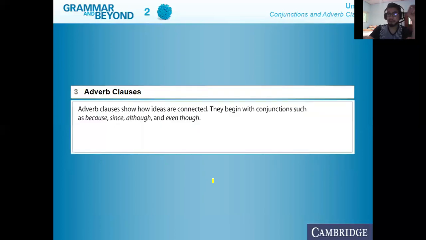So now we're going to see the adverb clauses, and the adverb clauses show ideas that are connected. They begin with conjunctions such as because, since, although, even though. Why do adverb clauses start with these kinds of words? The reason is that they want to give you a reason for something. There are many types of adverb clauses, but in this class, or at least in this book, we're going to focus on a determined type called the adverb clause of reason. And what are adverb clauses of reason? Basically, they are clauses that give you the reason why a certain action is happening, or they show you why somebody is doing something in a certain sentence.